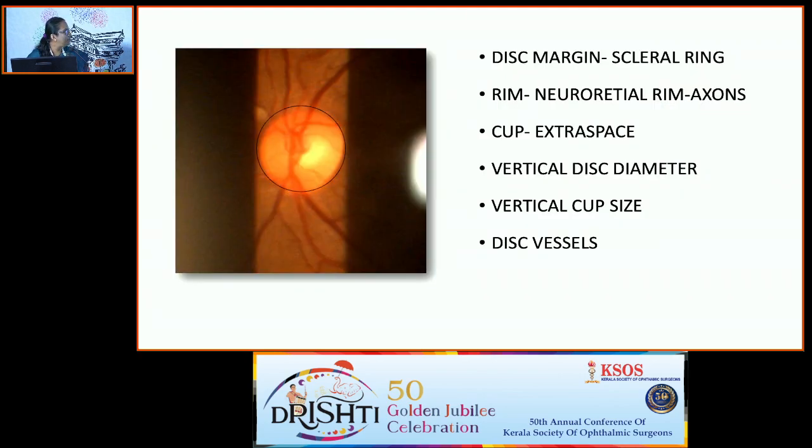Now, what are the things that you look for? You look for the disc margin, you look for the rim, you look for the cup, you look for the vertical disc diameter, you also look for the vertical cup size, and you look for the disc vessels.